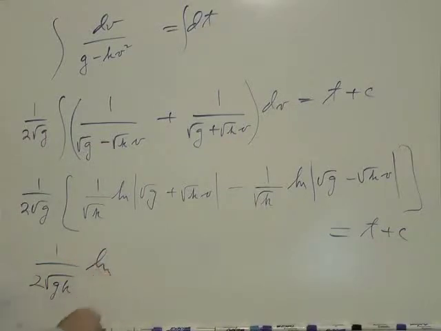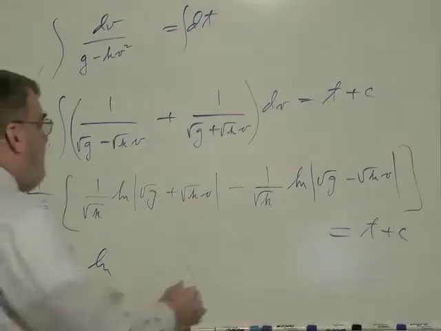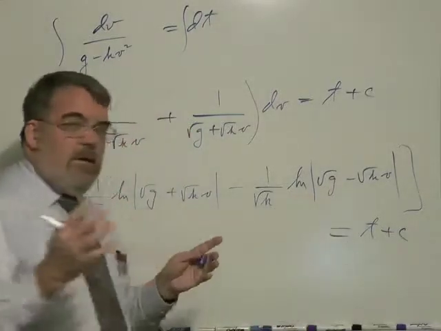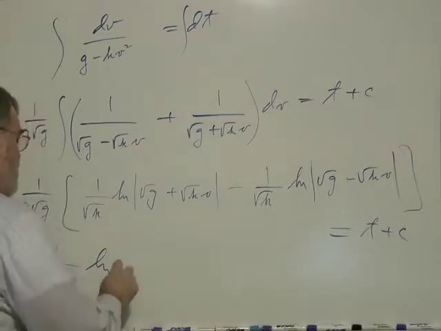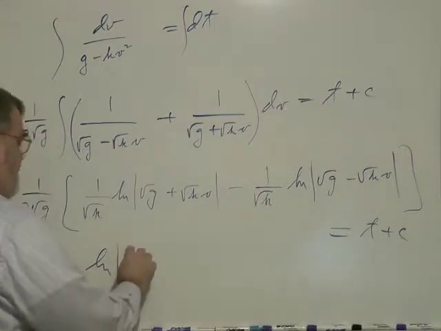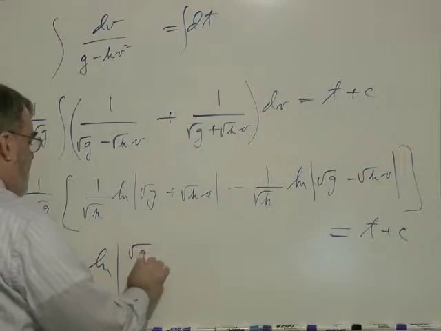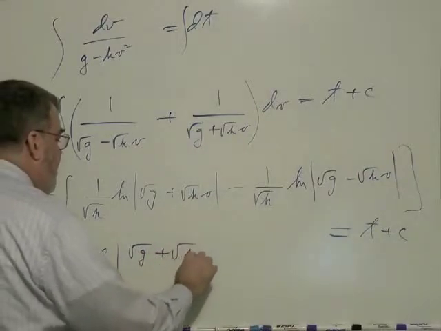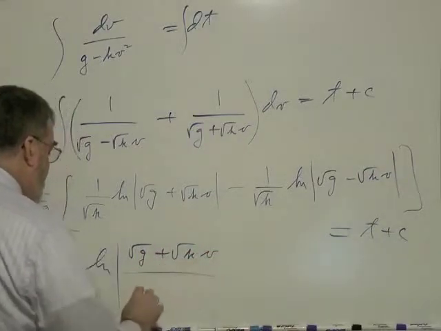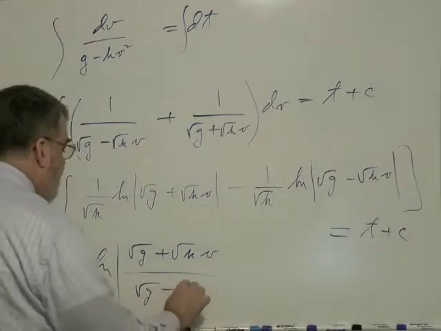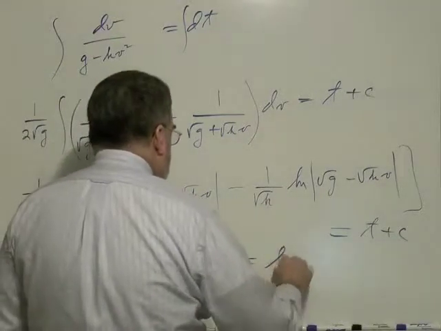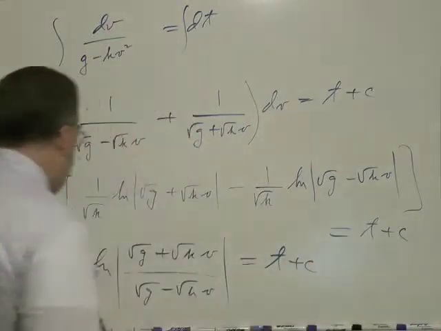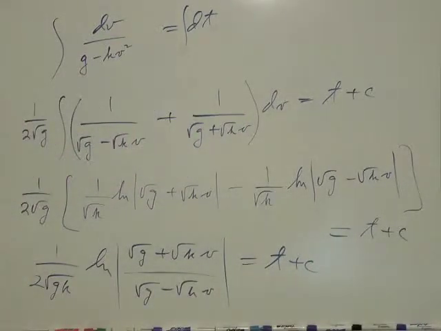And the logarithm can be combined because we're subtracting these two logs. We can combine them together as a division, as a quotient. So I have the natural log of the square root of g plus square root of k times v over the square root of g minus square root of k times v. And this all equals t plus the constant. So there we are so far.